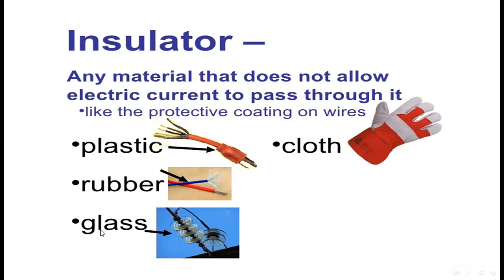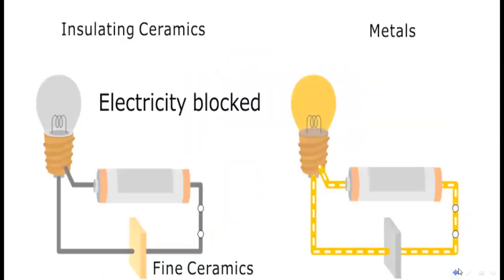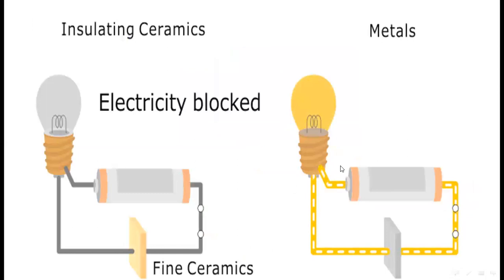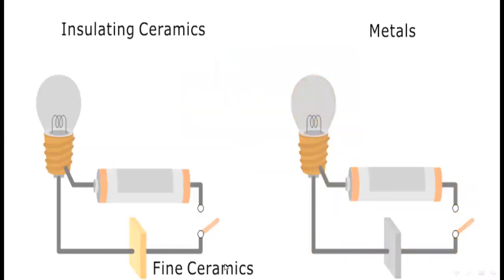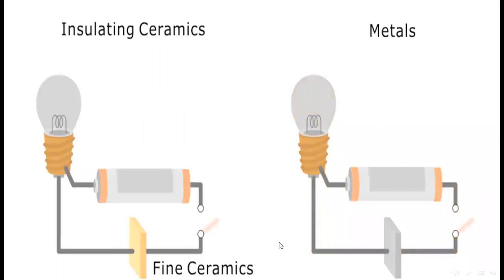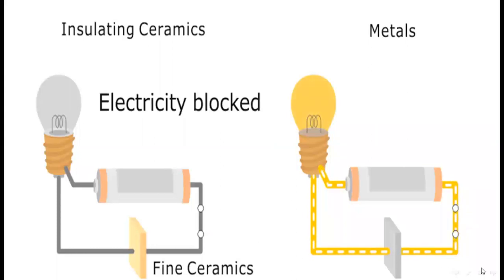Then you see plastic, rubber, glass, cloth. So any material that does not allow electric current to pass through it, like the protective coating on wire, plastic, rubber, glass, or cloth, is called an insulator. See here, metal or conductor allows electricity to pass through. But an insulator does not allow electricity to pass through. I hope you understand very well.